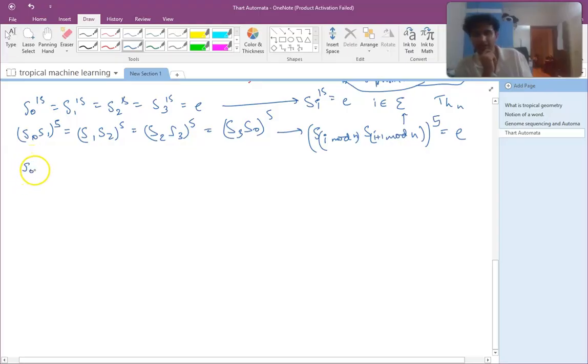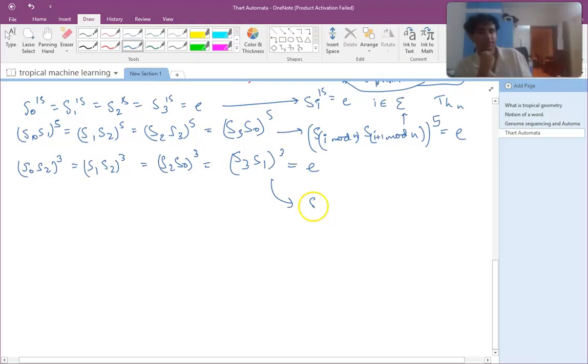Similarly, S0 S2 is equal to S3, is equal to S1 S2, is equal to S3, is equal to S2 S0, is equal to S3 to the power of 3, S3 S1 to the power of 3, and is all equal to E. In this case, what I considered was Si mod n and Si plus... no, I plus 2 this time, I plus 2 mod n. And this turned out to be 3.